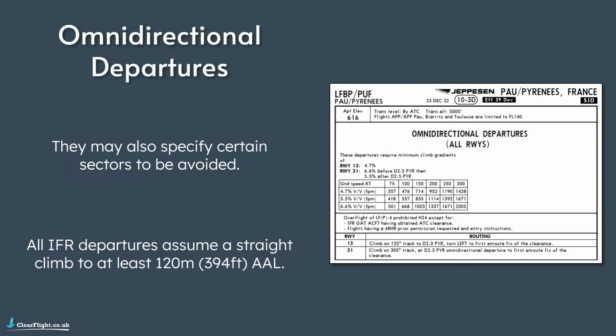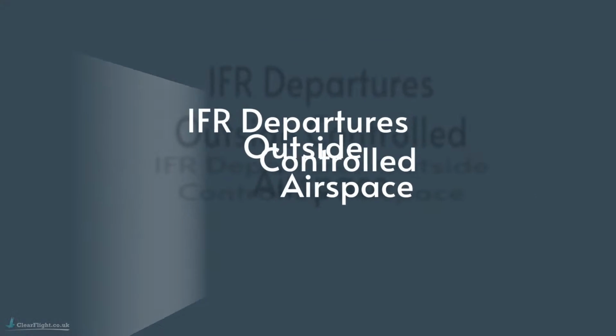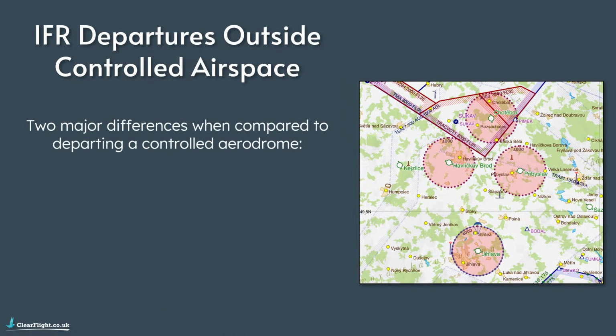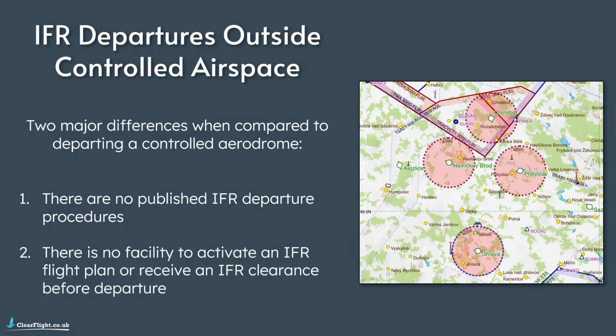So that's omnidirectional departures. And the third departure we're going to look at is IFR departures outside of controlled airspace. Some of you are going to be doing your instrument ratings from airports that are uncontrolled. And if you are, there's two major differences for you compared to departing a controlled aerodrome. Generally speaking, there's no published IFR departure procedures from uncontrolled airports. And secondly, there's no facility on the ground for you to activate your IFR flight plan or to receive an IFR clearance on the ground before your departure.